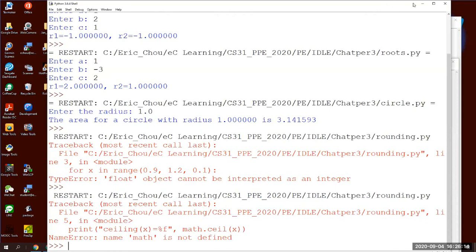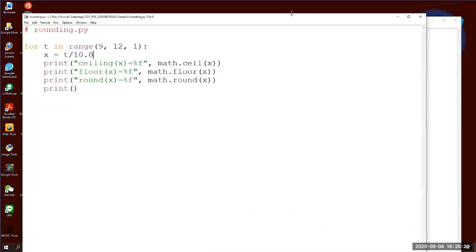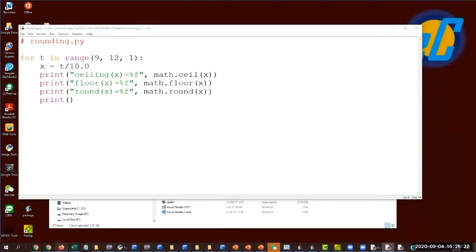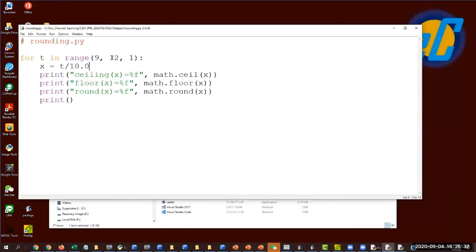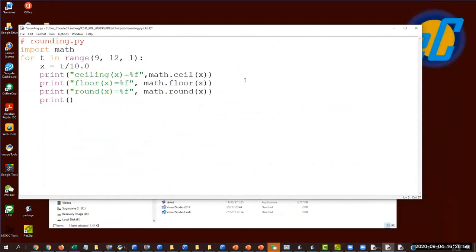Let me see. Oh, okay. Let me see. What is that? Sorry. It said that math is not defined. Oh, I did not import it. I'm sorry. There's no rounding function. Percentage f, I'm sorry. So here, I should put this way.